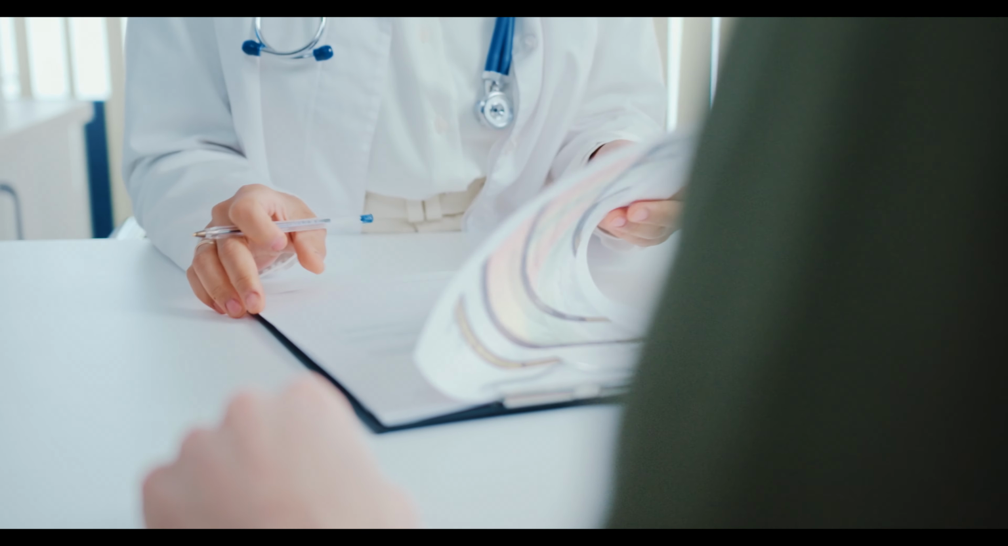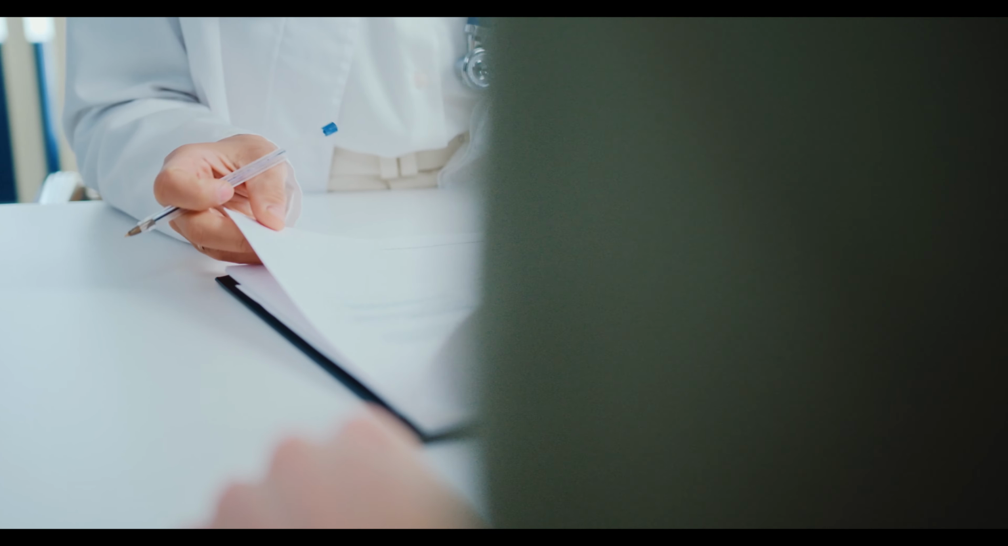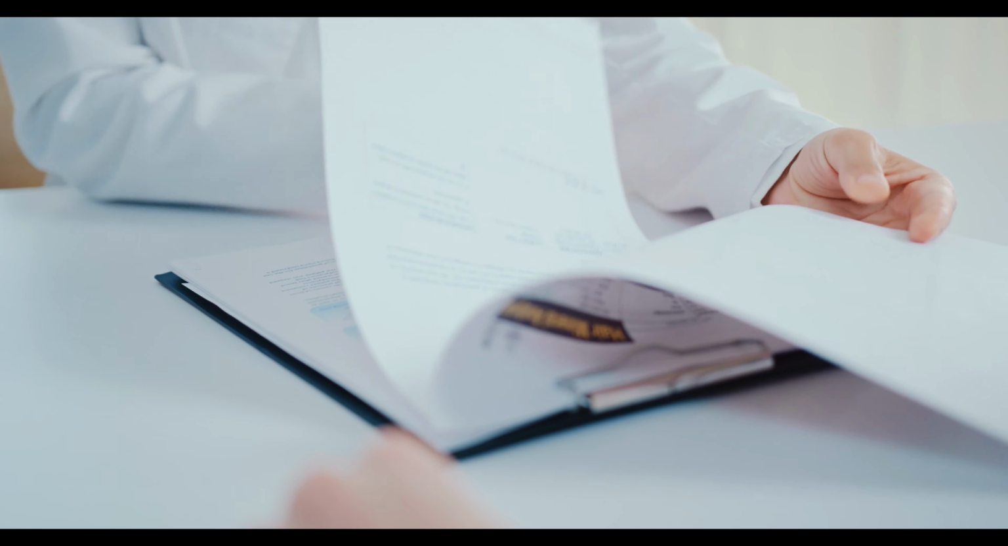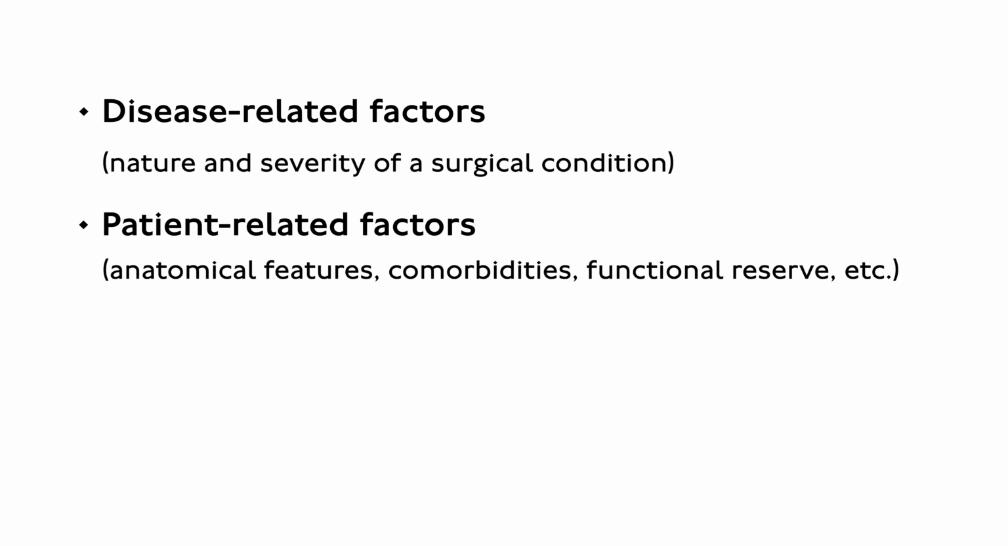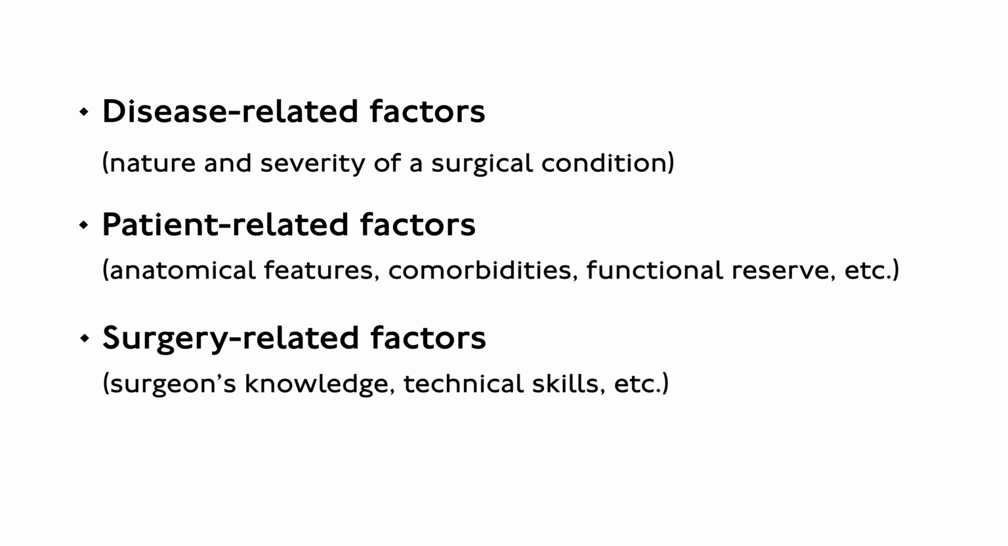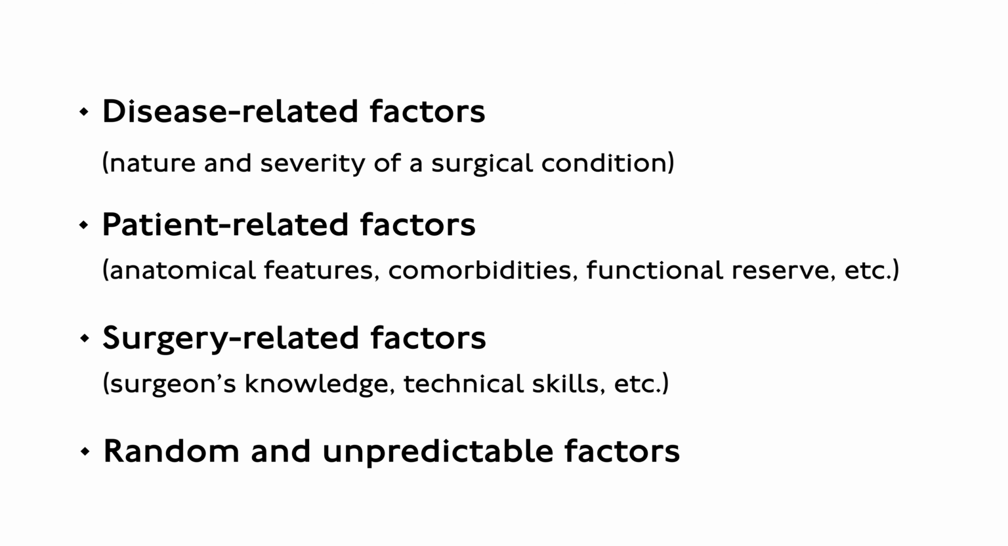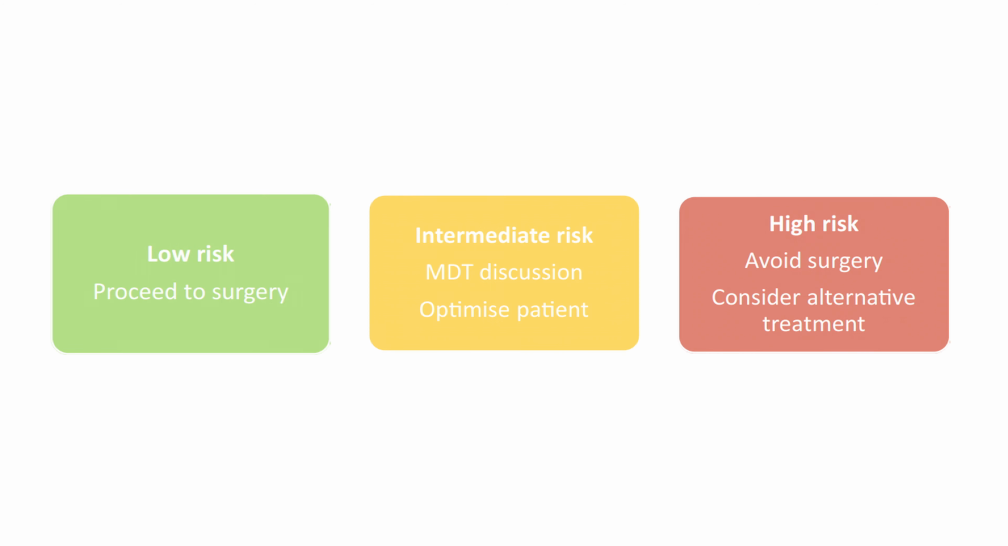The decision to undergo surgery in the first place involves a risk assessment, another important aspect of preoperative planning. This is a complex process that takes into account factors relating to the disease, the patient's history, the surgery, and random or unpredictable factors. The risk of surgery must then be weighed against the risk of not having surgery, and the potential consequences of both.